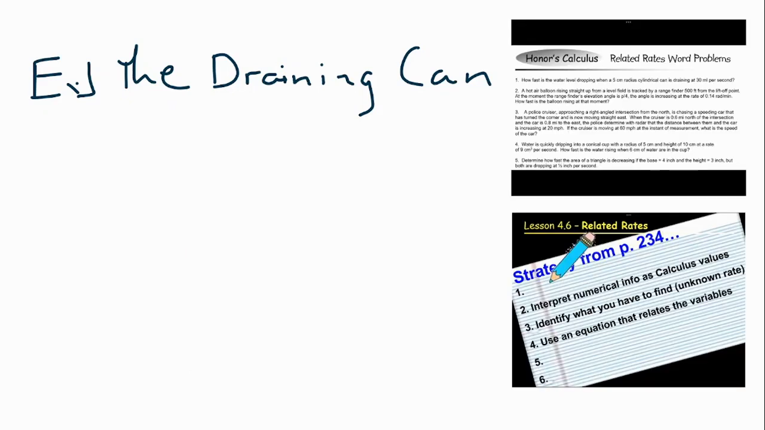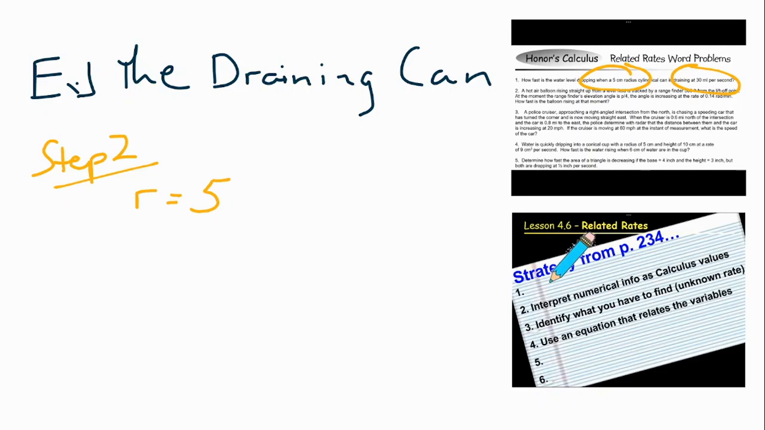Now, to do this, according to this little strategy, we need to try to interpret what we're given as some calculus values. Do you notice, I'm sure you do, that we're given a 5 centimeter radius? Well, that really just means that the radius is equal to 5. I know, pretty simple stuff, kind of organizing what you're given. But do you also see that we're given 30 mils per second? That is, it's draining at 30 mils per second.